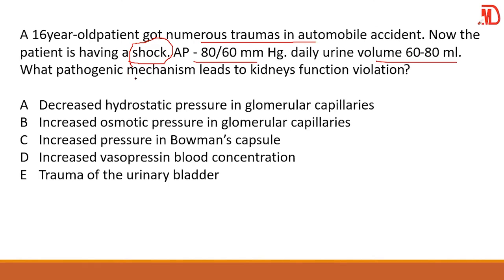Now the question is, what is the mechanism that is leading to kidney function variation? Again, you are dealing with a shock, dealing with volume of blood loss. So you're dealing with fluid. What comes to mind? Of course, you are definitely thinking of hydrostatic pressure. It is a decrease in volume of blood. It means that there's a decrease of hydrostatic pressure inside the glomerular capillaries. So your answer is A. All right.